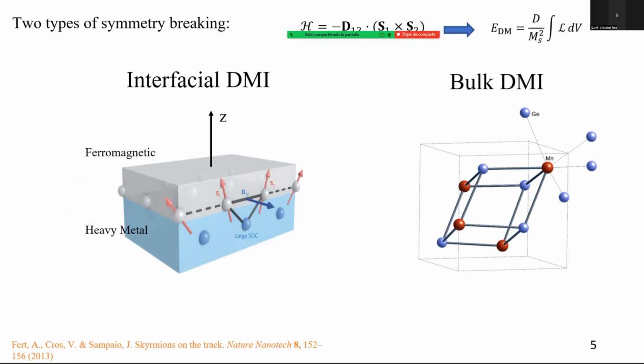And there are two types of symmetry breaking for the DMI. One of them is the interfacial DMI that occurs in the contact surface between a ferromagnetic layer and a heavy metal. And the other type happens in non-centrosymmetric crystals, like manganese germanium, and it's called bulk DMI.